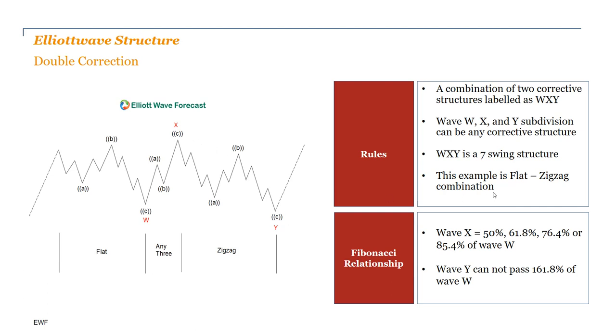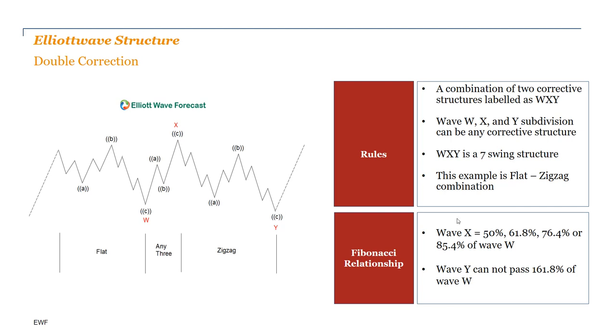Right here, this particular example is a flat on the left side and a zigzag on the right side combined together to form a bigger corrective structure called WXY. So in a way, it is a little bit of a sideways move, even though it's not completely sideways. As you can see, sometimes it can create a trend. In this case, it's a lower low, so that in a way is a bearish trend. And it can happen in any time frame.